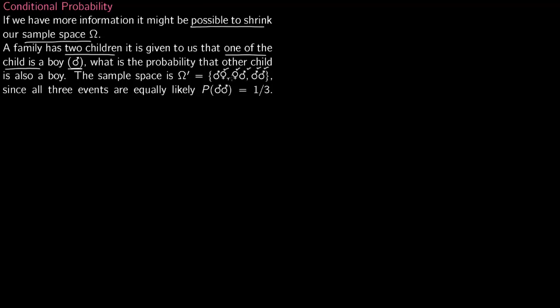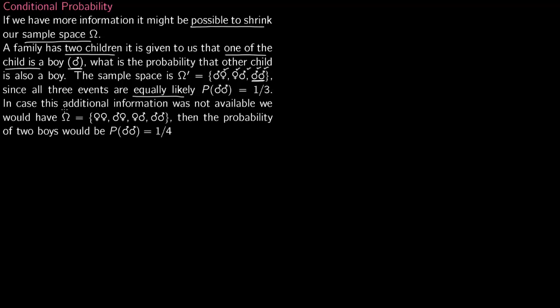Now there are 3 events here. All of them have boys in them because we are given the information that there is a boy in the family. Now all these 3 events are equally likely. So the probability of 2 boys, this one event out of these 3 events, is 1/3.